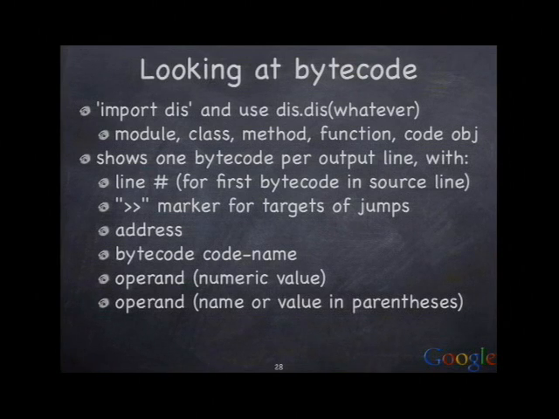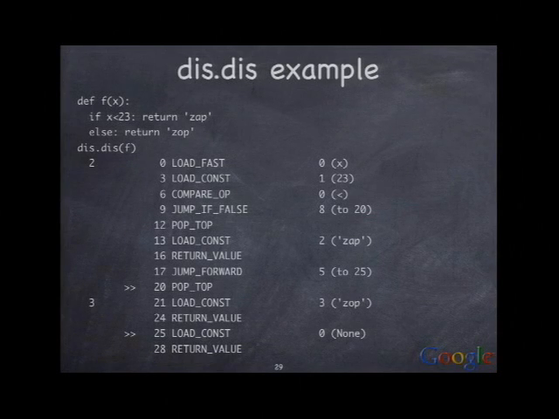This is what you want to use, and the format is very helpful. There's a line number, there's a marker if that is a target of a jump, there's the address of the bytecode, its name, and the operand is shown both as a numeric value and as the human readable thing. So we've seen some. This is what I mean when I say a little function becomes a lot of bytecode. I had to switch to a smaller font because of that. This is very simple: if x is less than 23, you'll see this is where line 2 starts. This is where line 3 starts. These two lines are targets of jumps. And you see this is jump forward to 25, and so on.